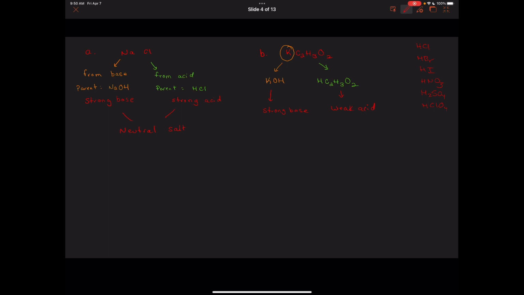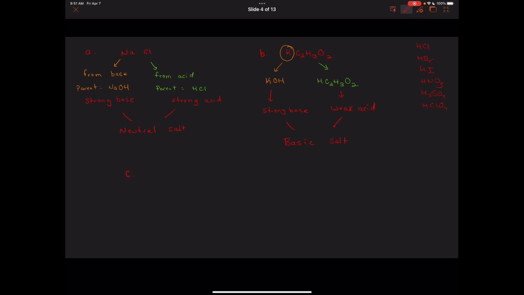So my parent base is strong, my parent acid is weak. If it's the base that's strong, the salt is going to be basic. Right now, we're just focusing on identifying whether our salt is going to be acidic, basic, or neutral. But we'll talk in a little bit about why they are acidic, basic, or neutral.